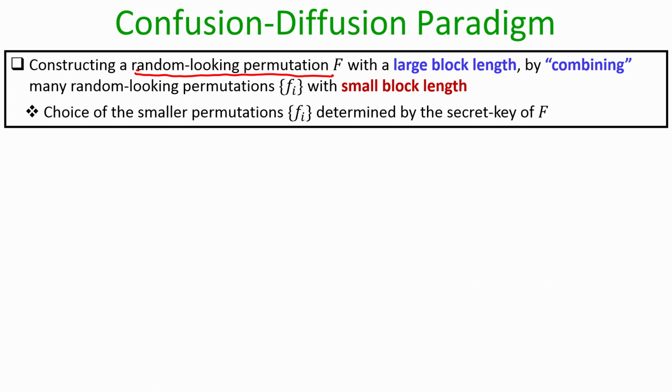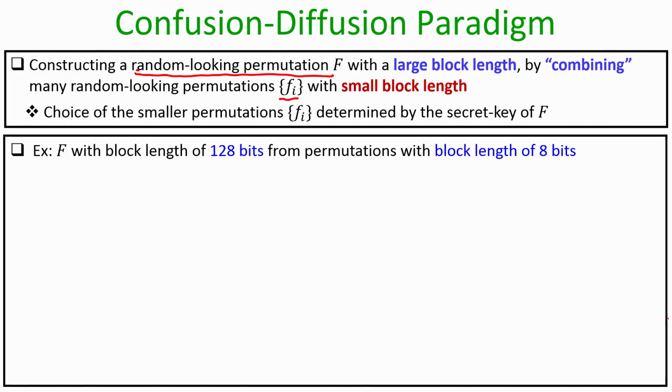The small random permutations with small block length are denoted by F sub i, and what the confusion-diffusion paradigm does is it tells you how to compose or combine these random looking permutations with small block length to obtain a random looking permutation with a larger block length. The composing happens in such a way that the choice of the smaller permutations F sub i is determined by the secret key of your larger sized permutation.